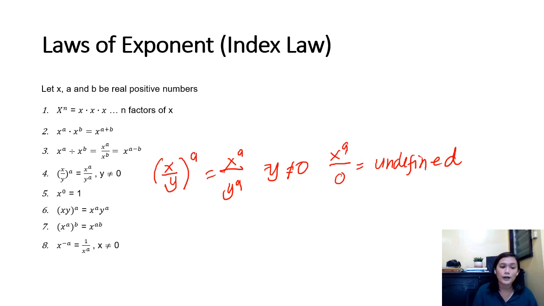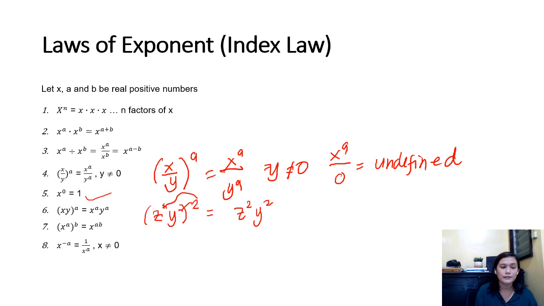If a variable or a number is raised to 0, so if you have x raised to 0, this is simply equal to 1. And if you have the quantity xy, quantity raised to a, it is simply equal to x raised to a times y raised to a. So basically, if you have zy raised to 2, this is equal to, you just distribute to each term. So you will have z raised to 2 times y raised to 2.